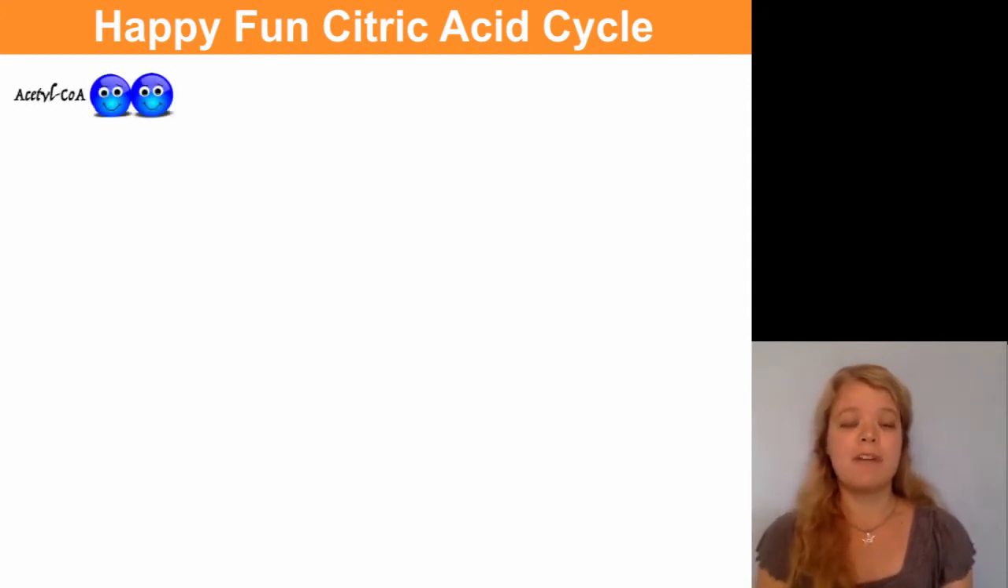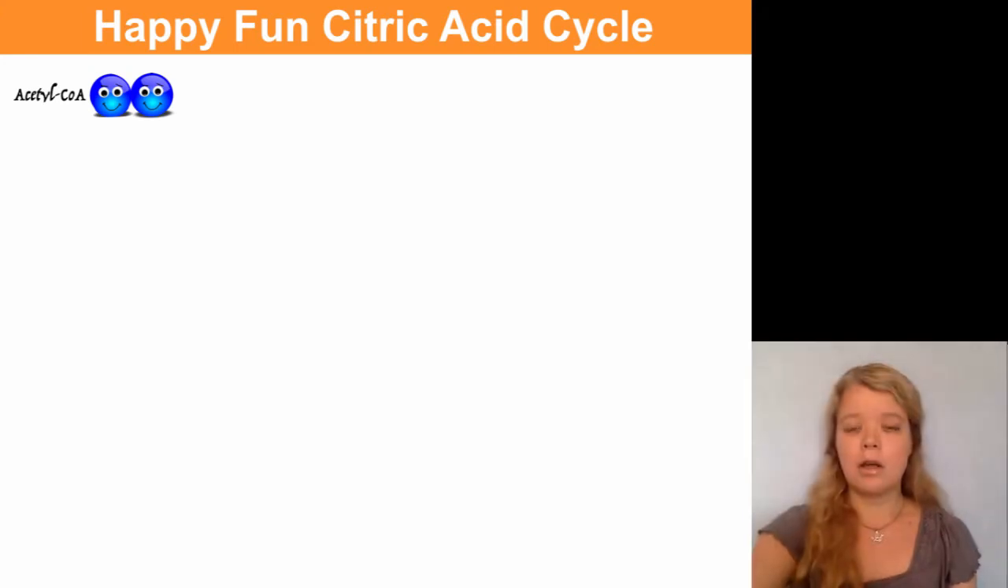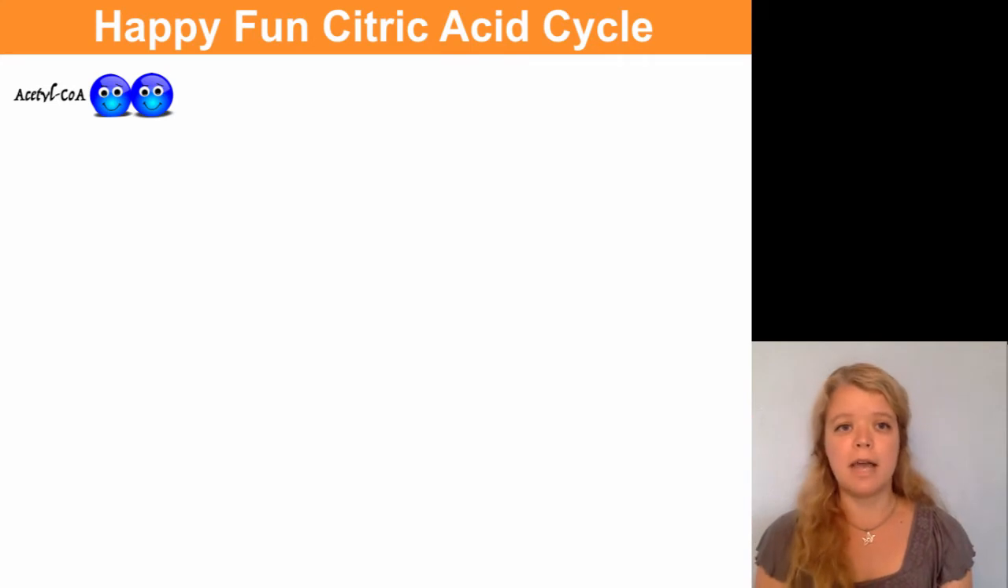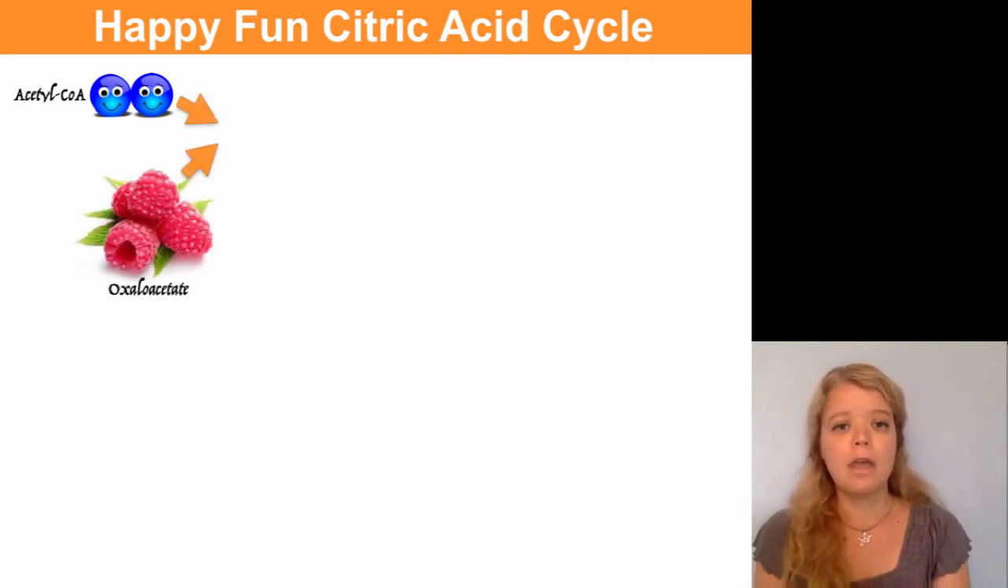Now, happy fun acetyl-CoA comes in, and here the two blue circles are the two carbon atoms that will be lost during the citric acid cycle. And we will talk a little bit about when the actual carbon atoms that come in are lost in the next few slides. And there's a condensation reaction happening with one of the intermediates of the citric acid cycle called oxaloacetate. Oxaloacetate is an acetate of the oxalic acid.